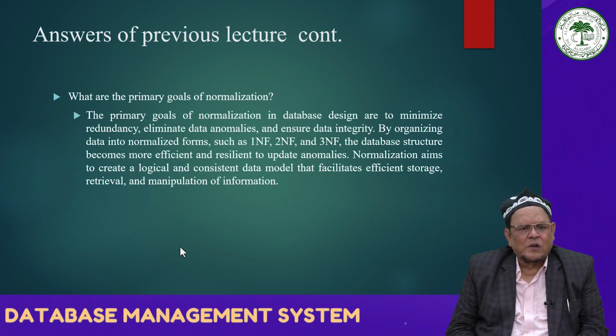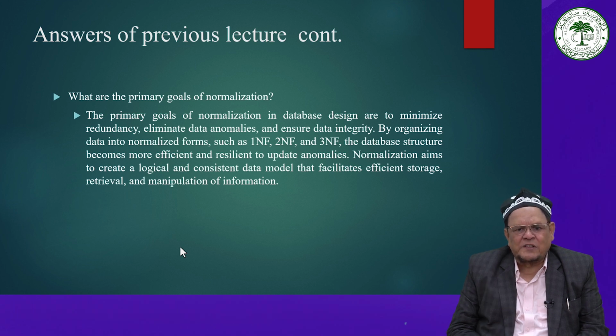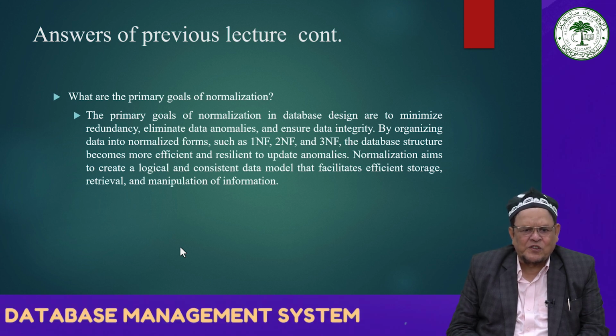The next question: what is the primary goal of normalization? The primary goals of normalization in database design are to minimize redundancy, eliminate data anomalies, and ensure data integrity. By organizing data into normalized forms, such as first normal form, second normal form, third normal form, the database structure becomes more efficient and resilient to update anomalies. Normalization aims to create a logical and consistent data model that facilitates efficient storage, retrieval, and manipulation of information.